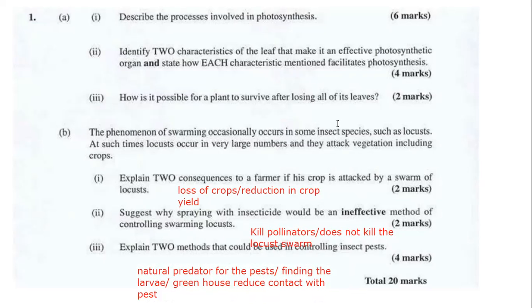Yes, miss. For question one, where it says, how is it possible for plants to survive after losing all their leaves? Could you also mention that plants release a hormone called auxins, which helps them to grow, and that could also help plants to survive?